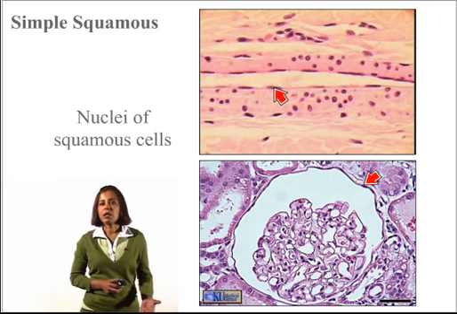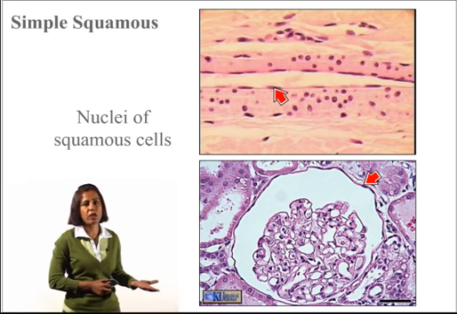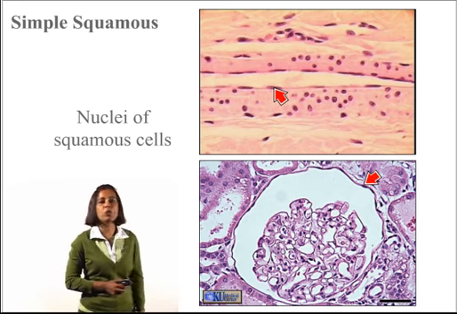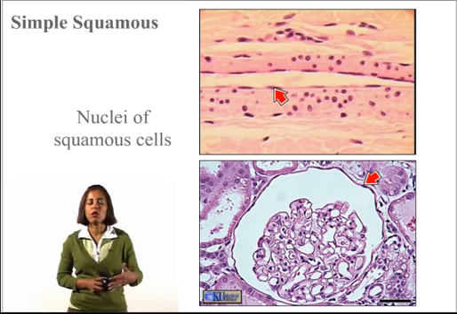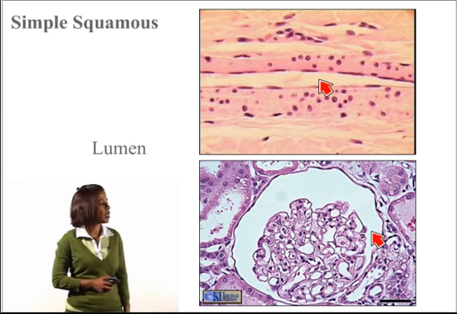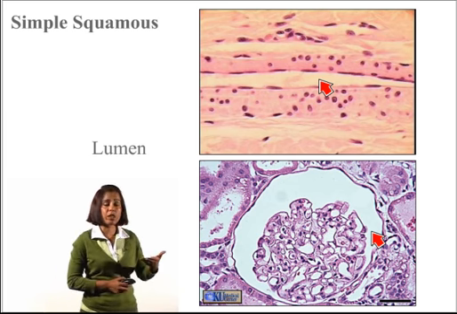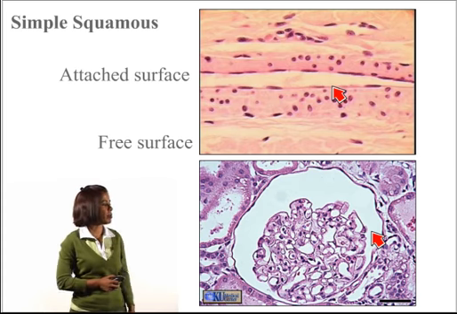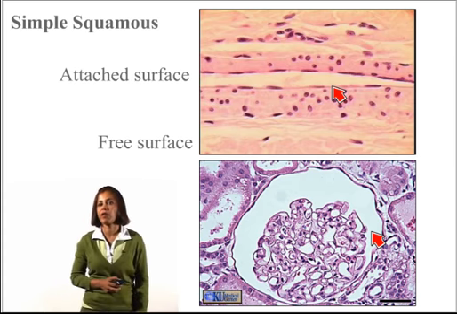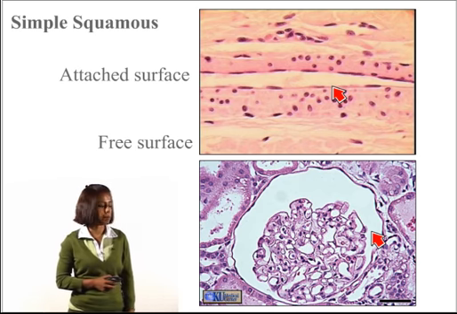All epithelia have a free edge and an attached edge. The free edge faces what is called the lumen, or the open surface. So here we have the arrow pointing to the lumen. And like I mentioned, we have an attached surface, which is the area where it's attached to the basement membrane, and the free surface is where it faces the lumen. So that is the simple squamous epithelium.